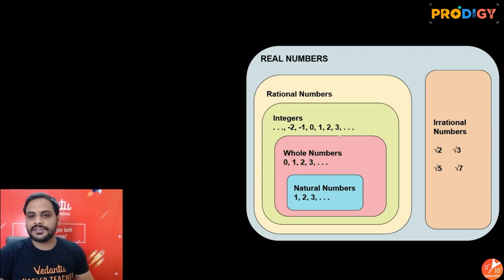You can understand this with this diagram. First is your natural numbers. In natural numbers, if I add 0, I get whole numbers. In whole numbers, if I add the negatives of the natural numbers, -1, -2, -3, then I get integers. In integers, if I now add the remaining numbers which are in the fractional p by q form, then I get rational numbers. Irrational numbers are root 2, root 3, root 5, root 7, like that. And if I join rational as well as irrational, this complete box becomes real numbers. So rational, irrational, integers, whole numbers, natural numbers, everything comes under real numbers.